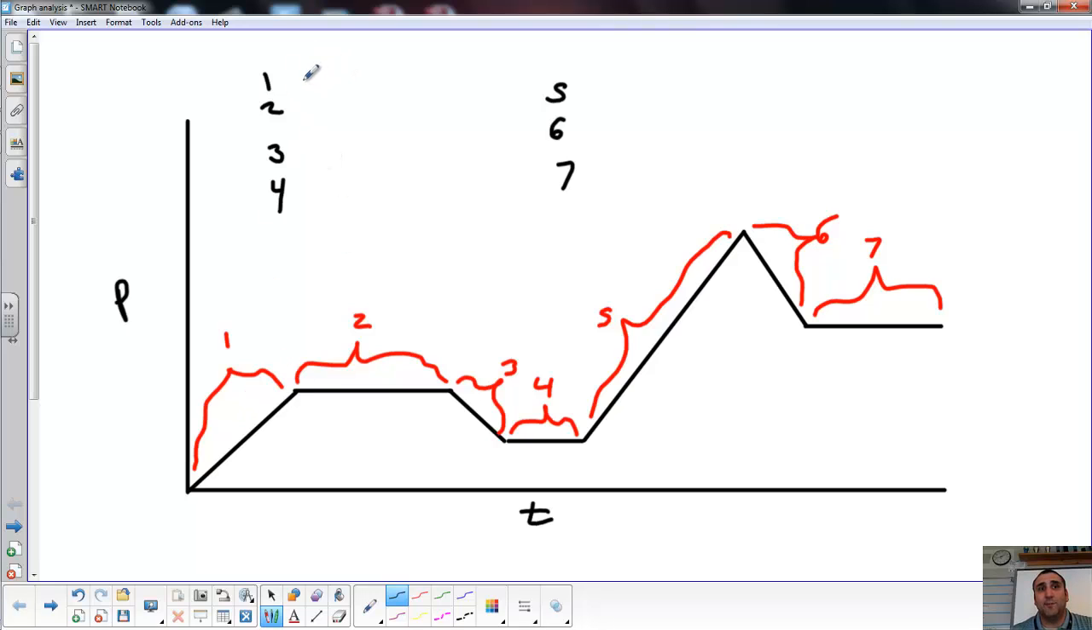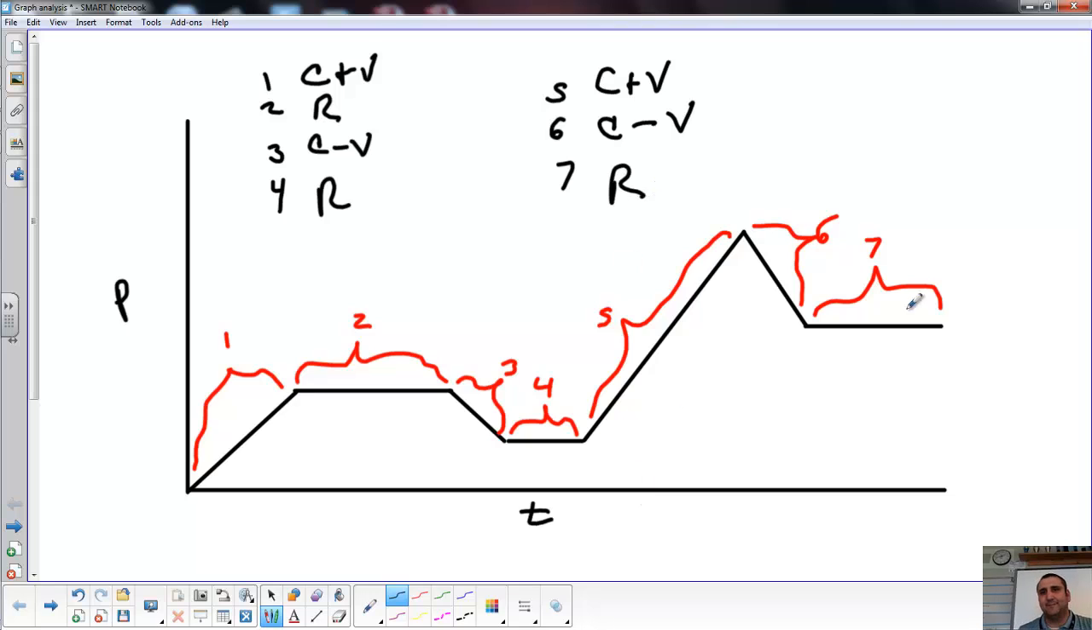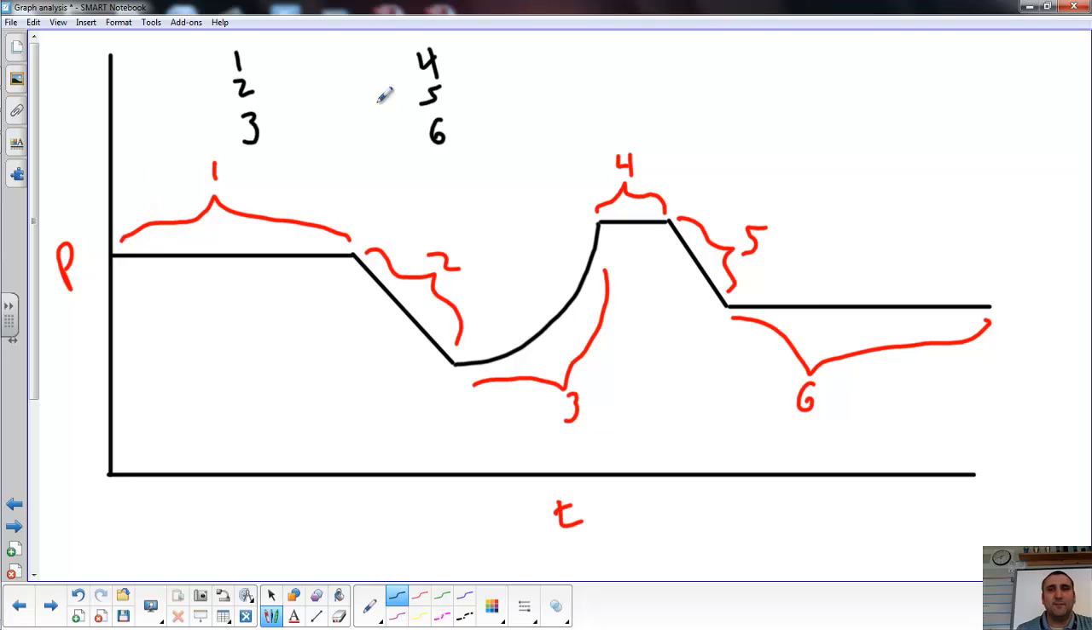And number 1 is going to be constant positive velocity. 2 would be at rest. 3 is going to be constant negative velocity. 4 again, rest. 5, constant positive velocity. 6, constant negative velocity. And 7, rest. Now we're at this complicated one. First one, position, rest. Sorry. Pause it.